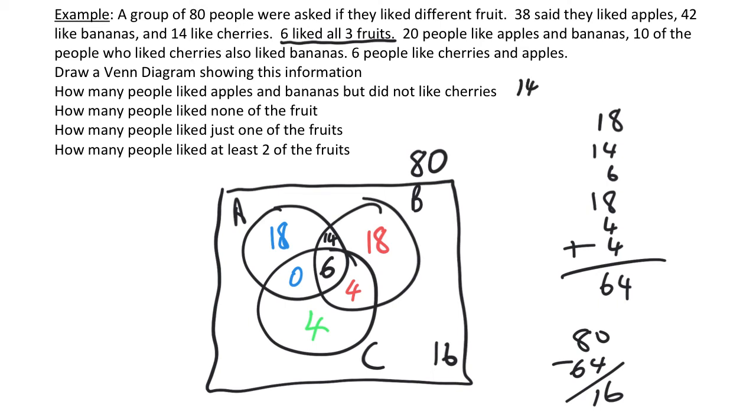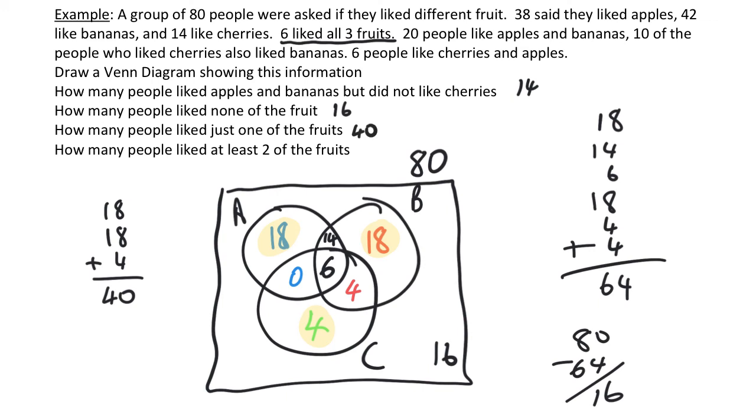How many people liked none of the fruit? Well, we worked that out to be 16. How many people liked just one of the fruits? So just one then, that's going to be people who liked only apples. So that's going to be those 18. And the people who liked only bananas, so that's those 18. And then we've got 4 people who liked only cherries. So if we add them together, we've got 18, 18 and 4. And adding those together, we get 40. So 40 people just liked one fruit.